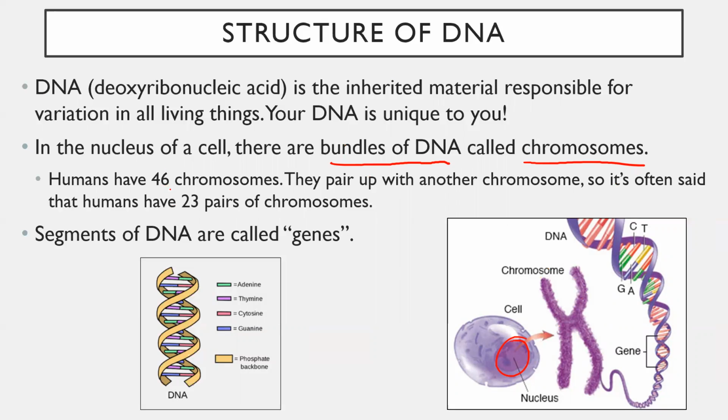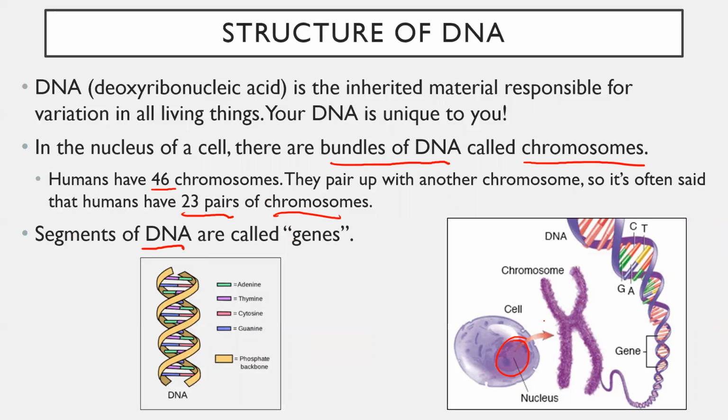Now humans, in their whole body, of course, have 46 unique chromosomes, right? So these 46 unique chromosomes make up basically who you are as a human, right? Now, those chromosomes are made up of DNA, that's your actual code, but they pair up with other chromosomes, so it's often said that humans have 23 pairs of chromosomes. Anyway, now segments of DNA are called genes.